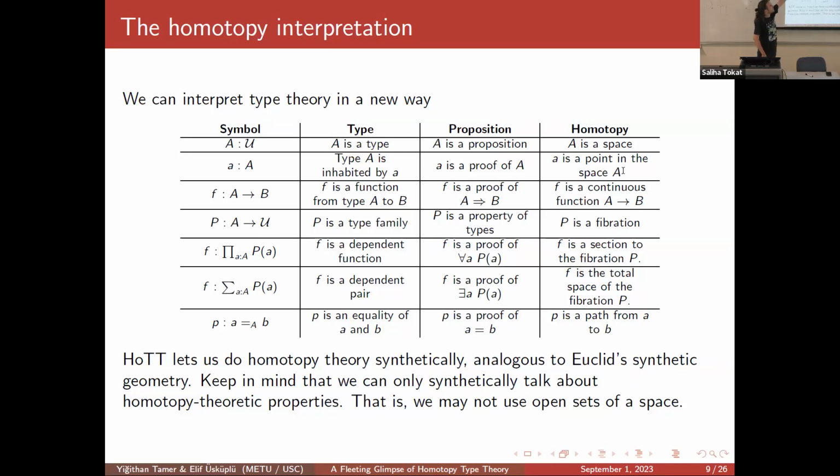So instead of saying A is a type, we say A is a space. So every type is basically a space, and every element of a type is not just an element of this type, but rather a point on the space, right? And a function between types is a continuous function, and a type family corresponds to something called a fibration, which I'm going to introduce in a bit. We're going to have a couple more things, but I want to focus on this.